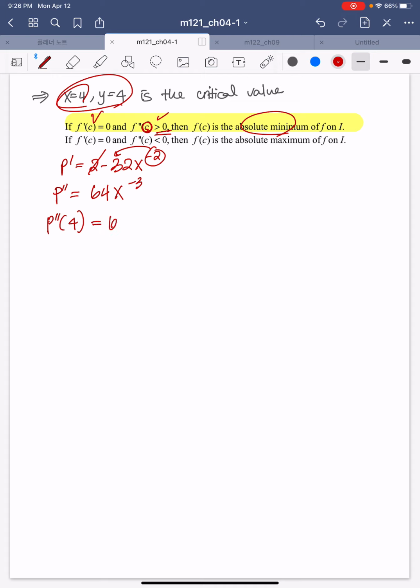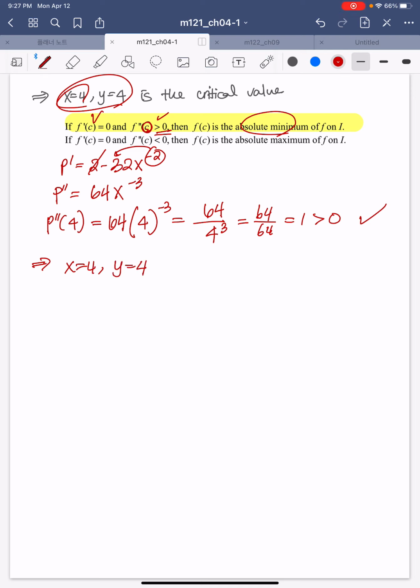then that is an absolute minimum value. So here 64, x was 4, raise it to negative 3. In other words, 64 over 4 cubed, I get 64 over 64, which is 1, which is greater than 0. So we got the second condition. So indeed, x equal 4, y equal 4.